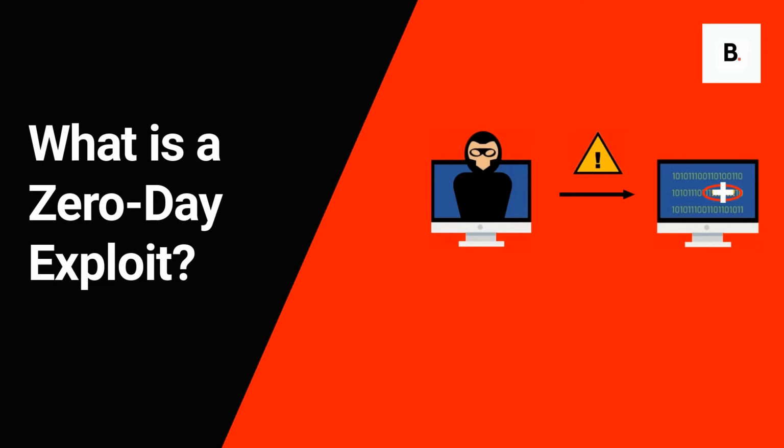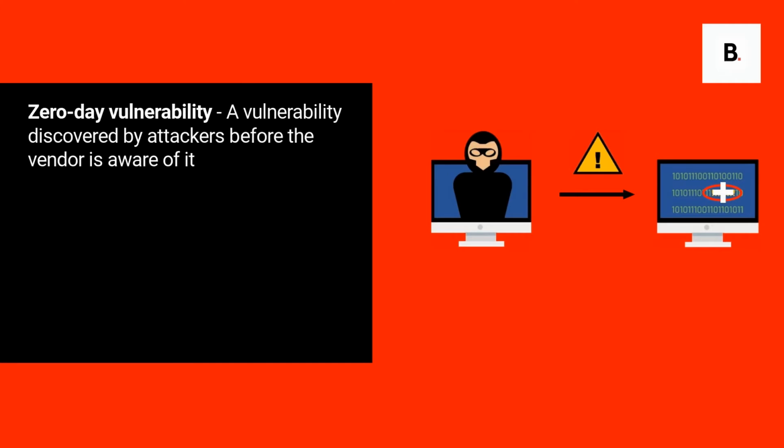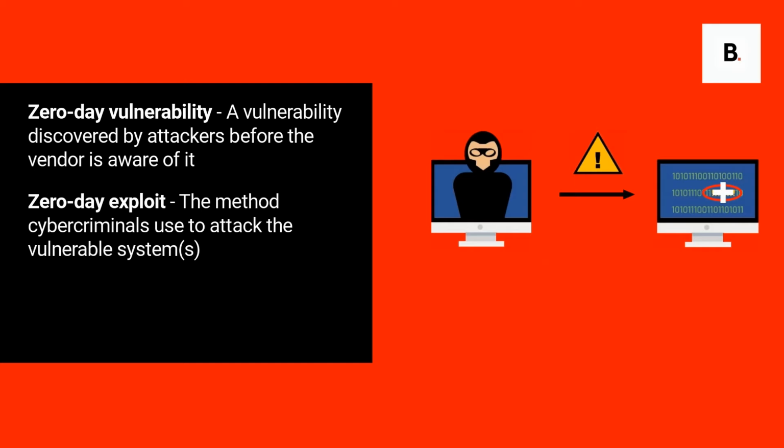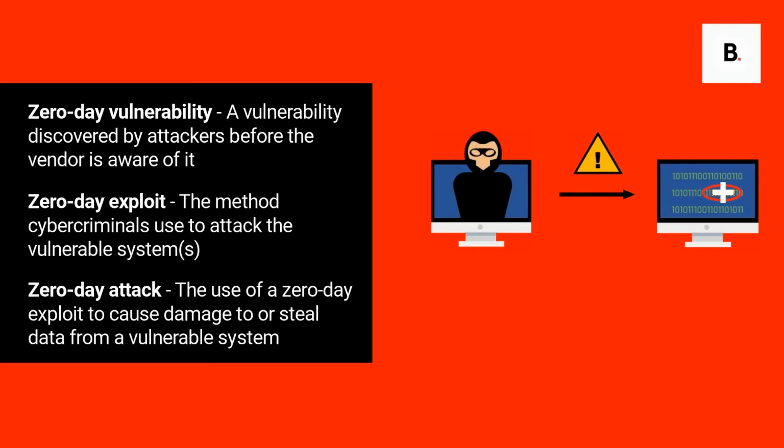The terms vulnerability, exploit, and attack are typically used in conjunction with zero-day, and it's useful to understand how these terms differ. A zero-day vulnerability is a hardware or software security flaw or defect discovered by cybercriminals before the vendor is aware of it. Since the vendors are unaware of the flaw, no patch exists to fix the flaw, making attacks likely to succeed. A zero-day exploit is the method cyber attackers use to attack vulnerable systems with a previously unidentified flaw. A zero-day attack leverages the zero-day exploit to cause damage to or steal data from a system affected by a vulnerability. Let's take a look at zero-day attacks in more detail.